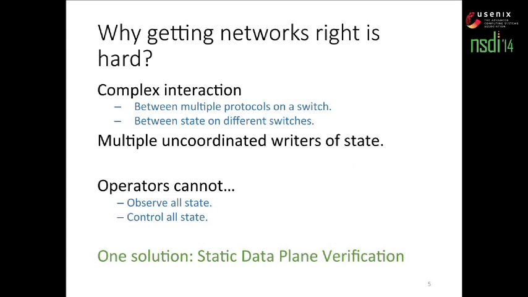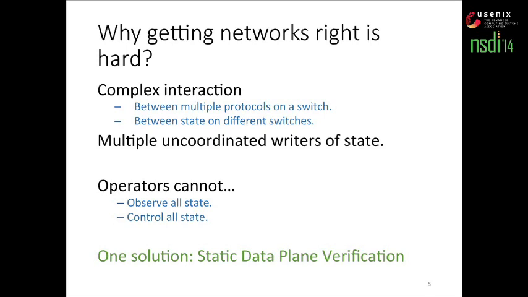First of all, modern networks are very complex. There's complex interaction between multiple protocols on the same switch, and complex interaction between state on different switches. As a result, there are multiple uncoordinated writers that write simultaneously to the forwarding state. For example, BGP and OSPF are two popular routing protocols, and they can write to your forwarding tables simultaneously. So operators normally cannot observe all the state because the state is distributed, and neither can they control all the state. So how do we deal with this problem?